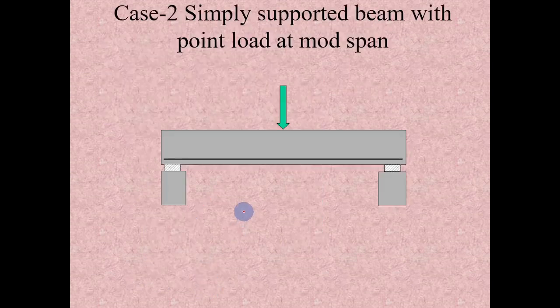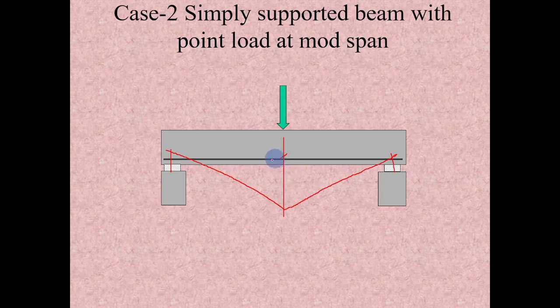Let us consider a case of a simply supported beam with a point load at midspan. This point load may have a bending moment diagram something like this. The maximum moment is exactly under this point load, and it becomes zero at the support. So the tensile force in this reinforcement will be directly proportional to this bending moment diagram, and the maximum stress will be exactly under the load.